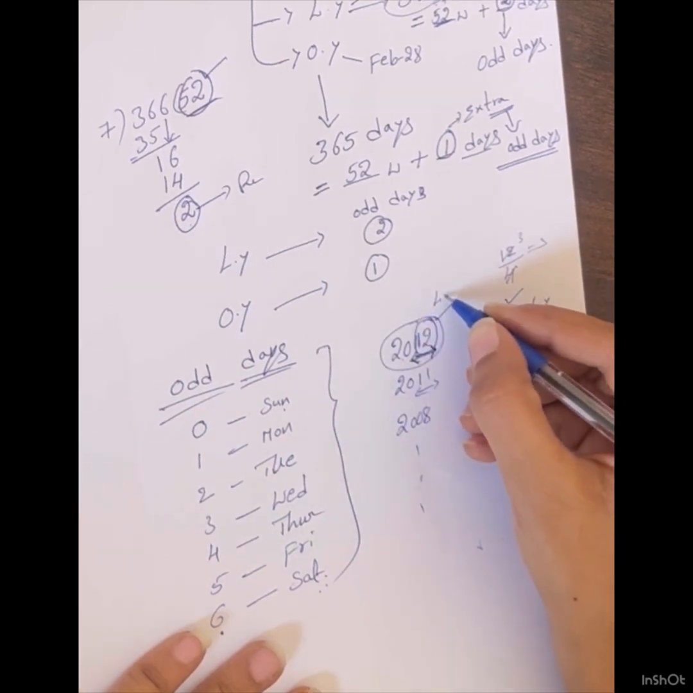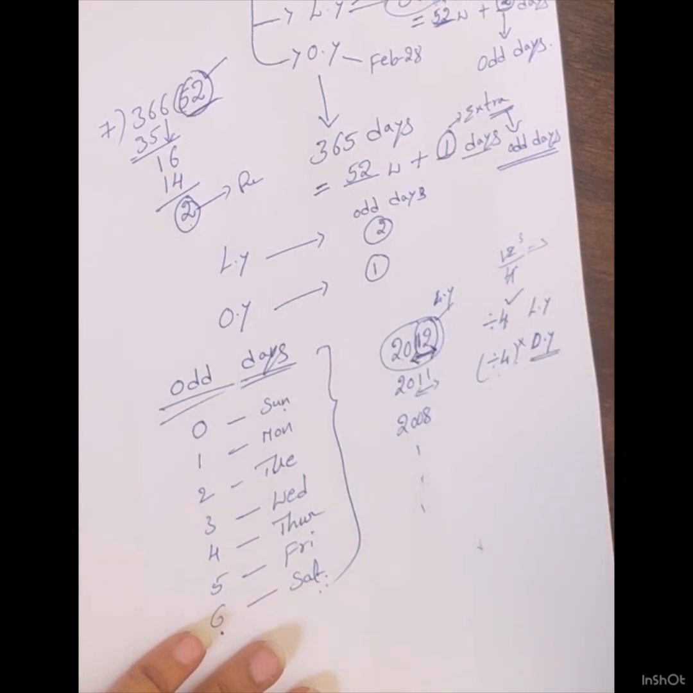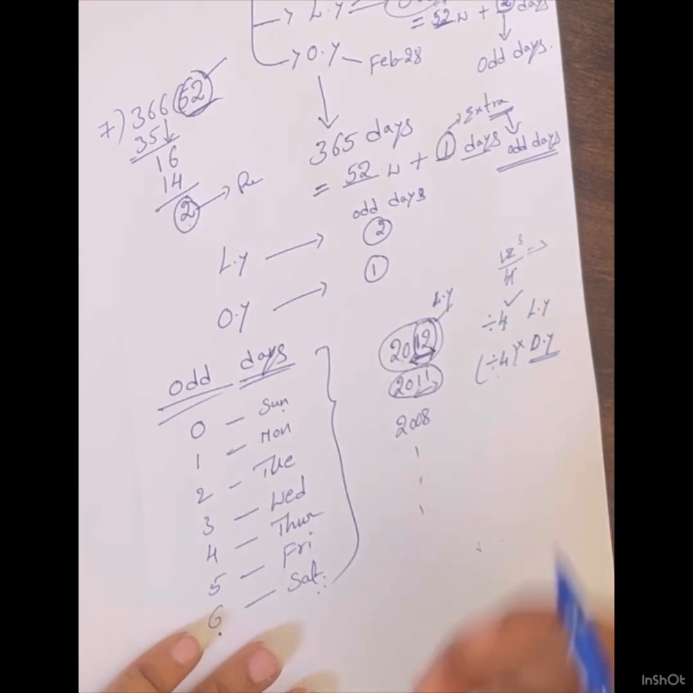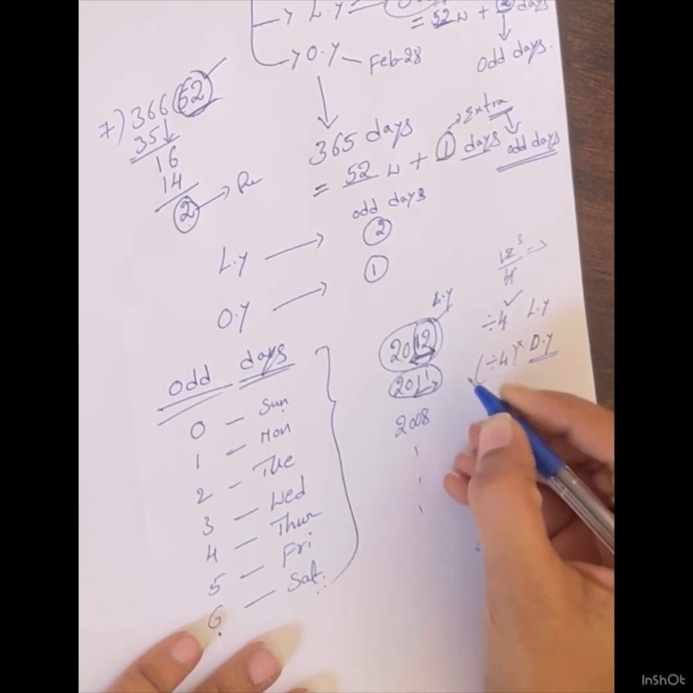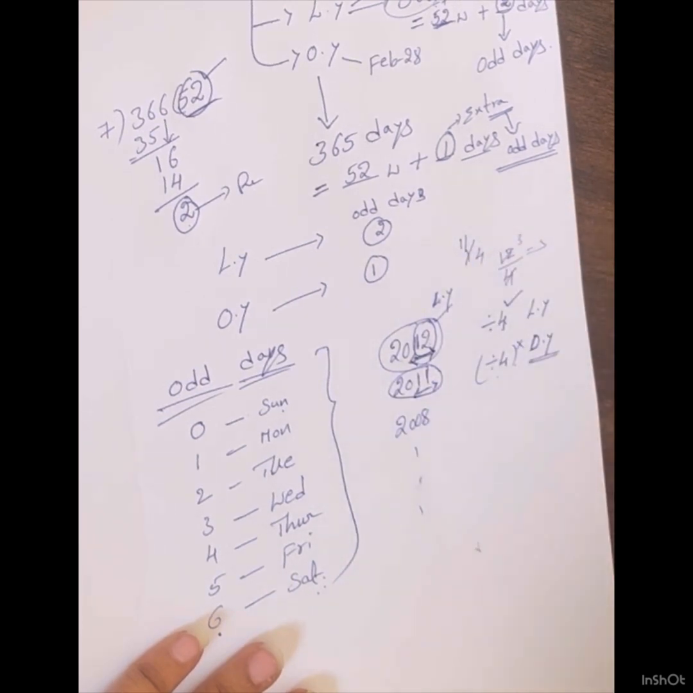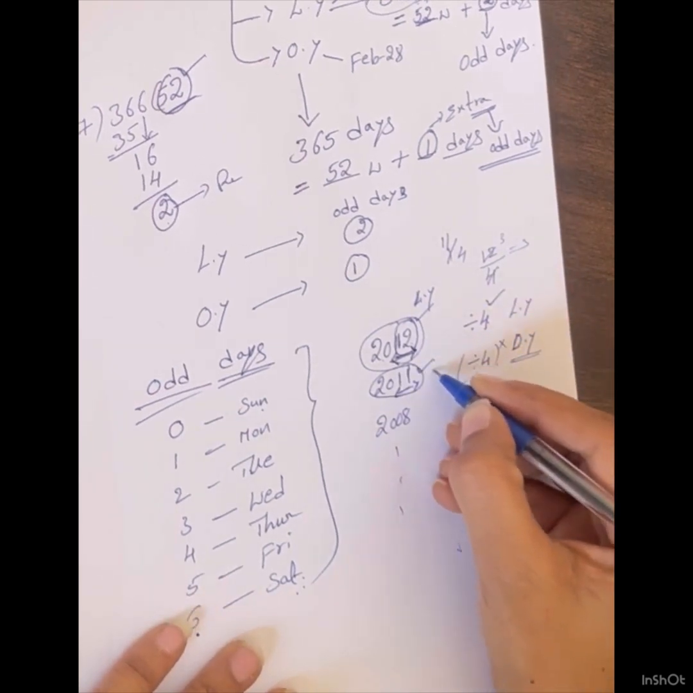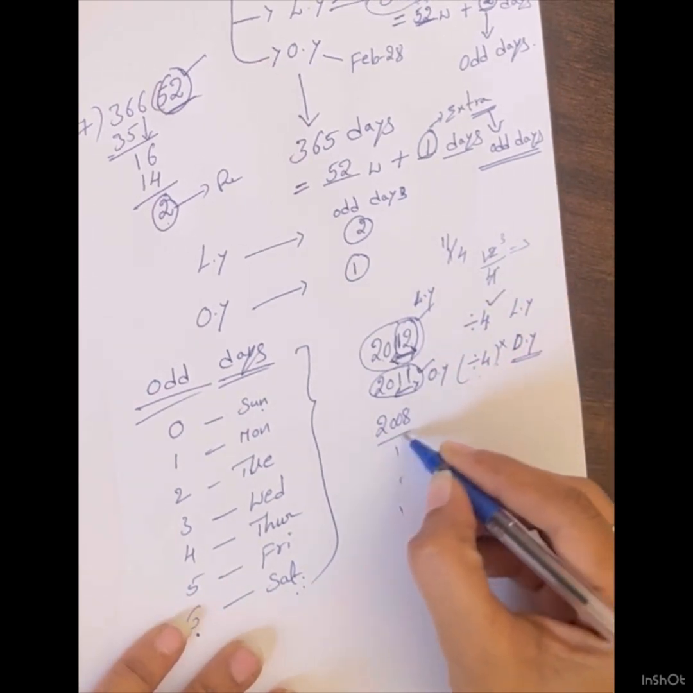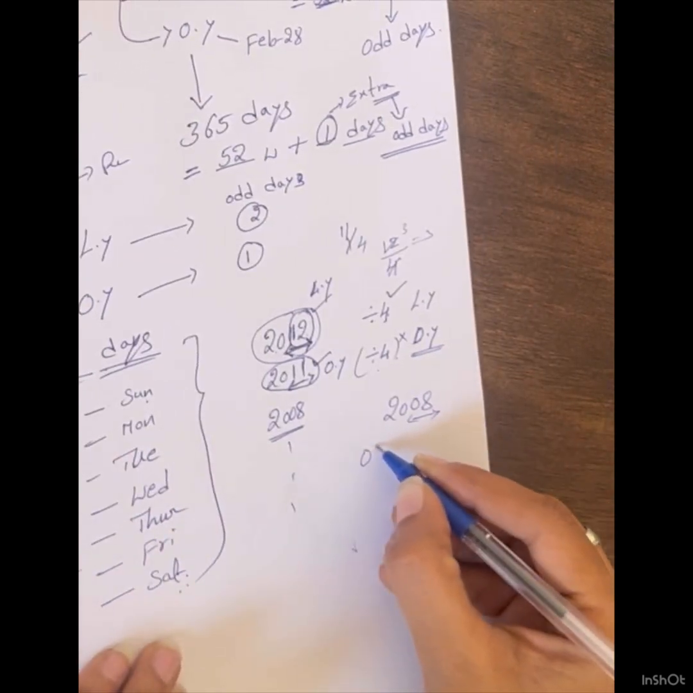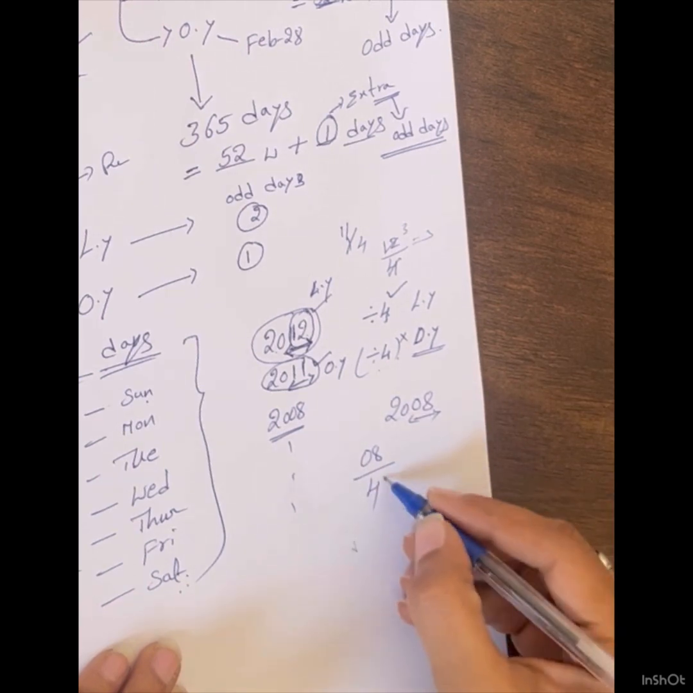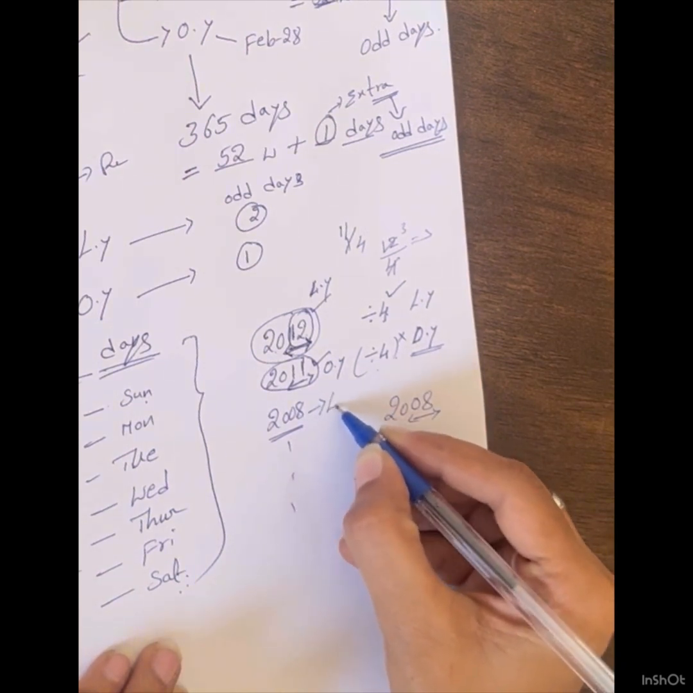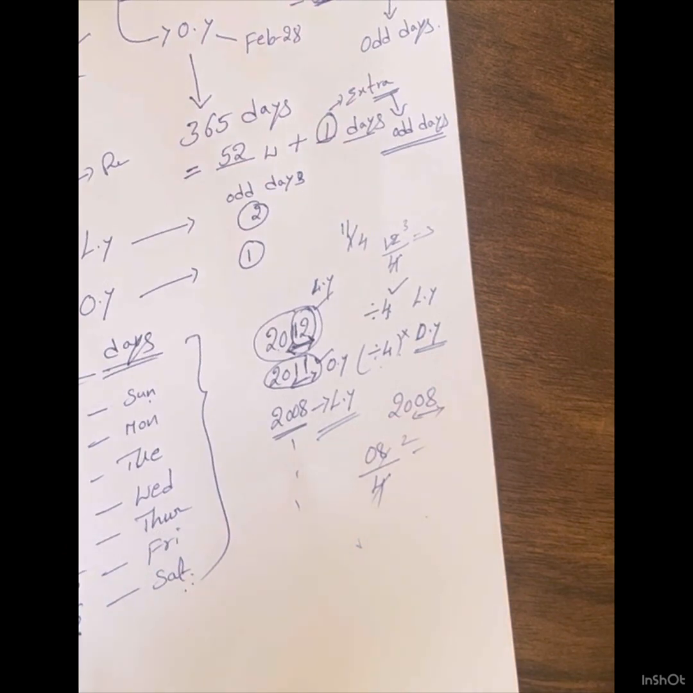So in 2012, take the last 2 digits, that is 12. 12 is divisible by 4, so the year is a leap year. Next the year is 2011. The last two digits are 11, but 11 is not divisible by 4, so 2011 is an ordinary year. Next is 2008. The last two digits are 08, and 8 is surely divisible by 4, so 2008 is also a leap year.